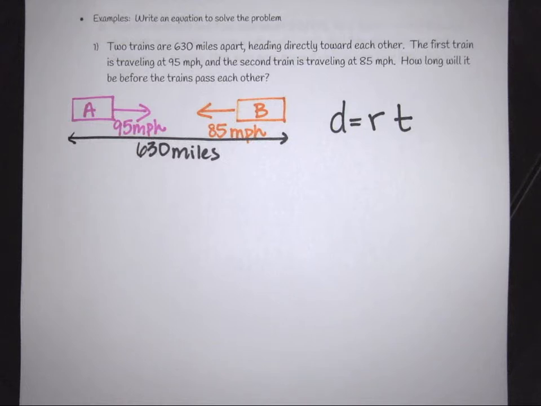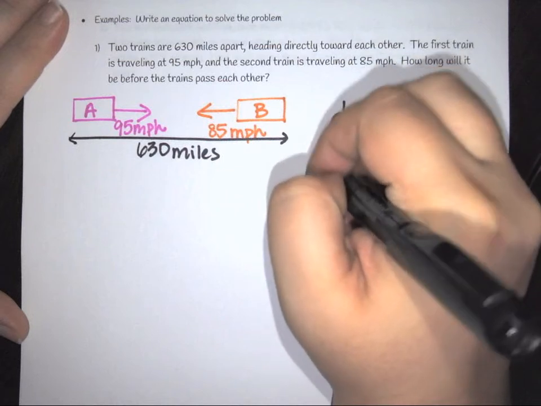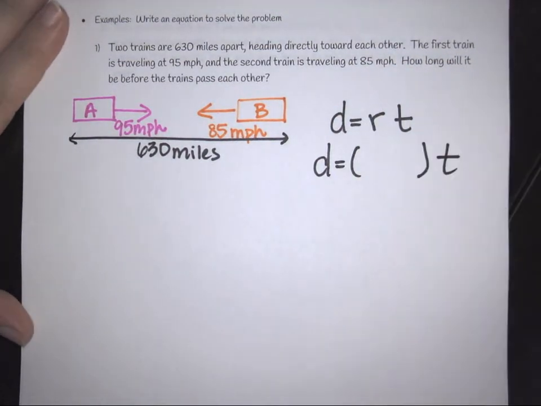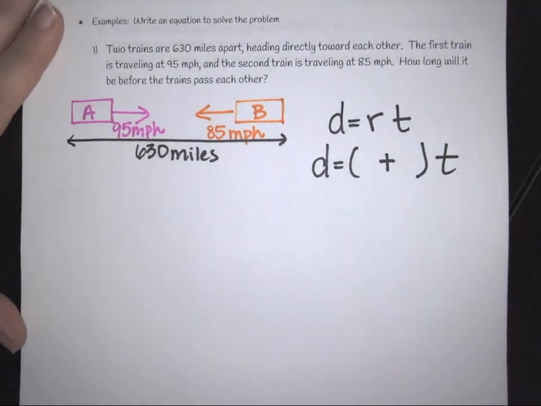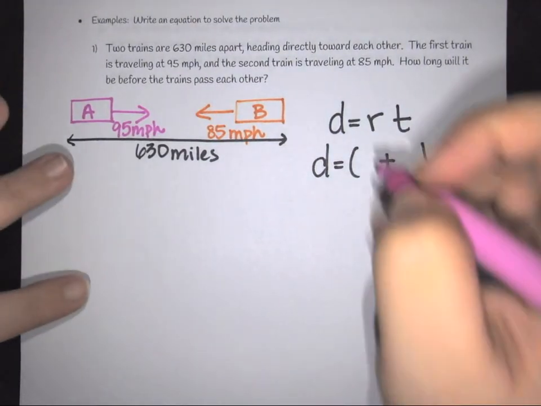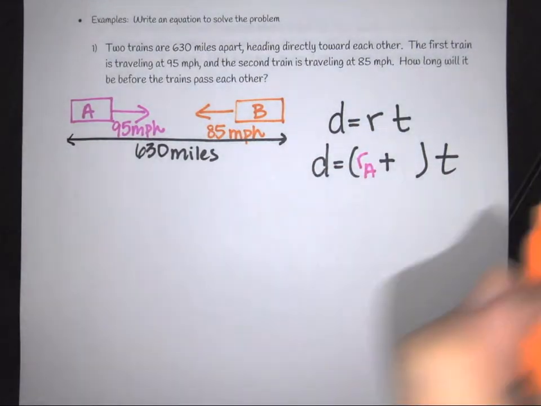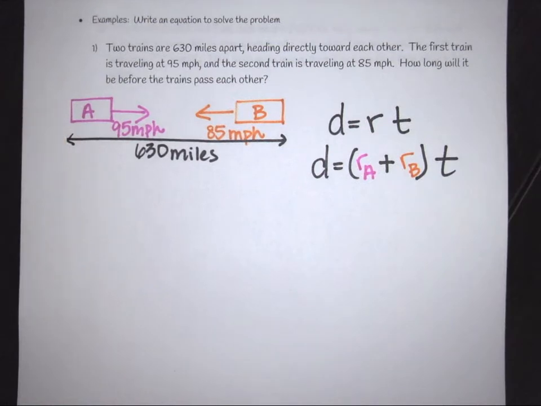Your speed is coming together, and so therefore we have to add them together. So that is going to change my equation a little bit. My distance is going to be a different type of rate, and here I'm going to add them together. What I'm doing here is taking the rate from my first train and adding that to the rate of my second train.